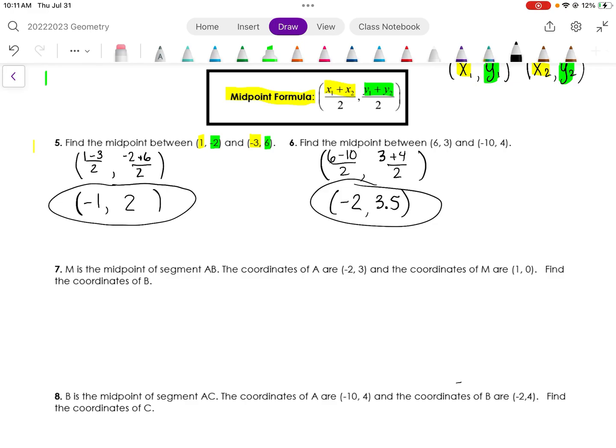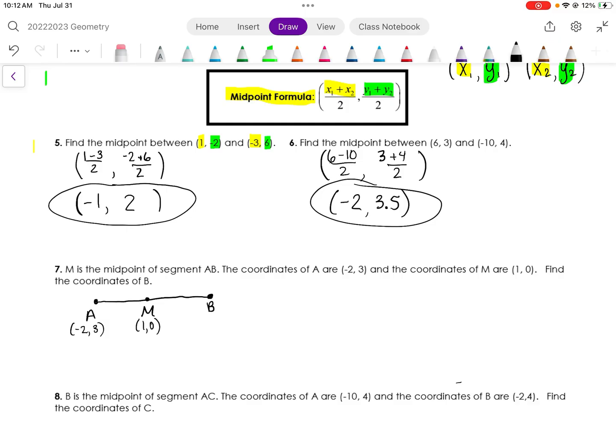It says M is the midpoint of segment AB. So just to visualize this, we learned what a segment was. If I have segment AB, that means A and B are my end points. And it says M is the midpoint, so M is right smack in the middle. Okay. The coordinates of A are negative 2, 3. I'm going to label that. Negative 2, 3. And the coordinates of M, which is the middle, is 1, 0. Find the coordinates of B.